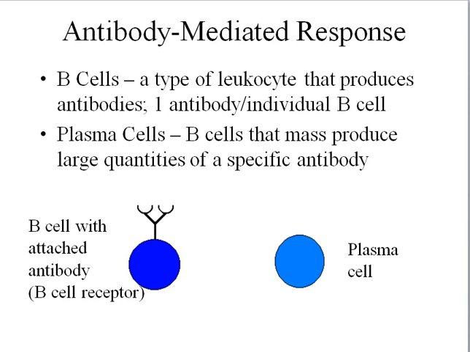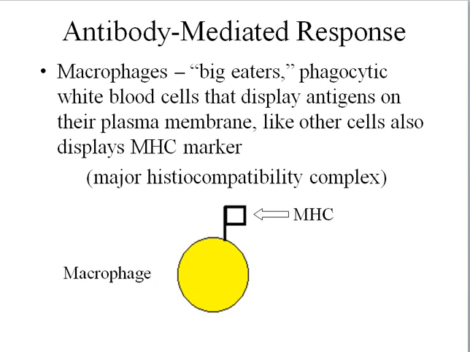Antibodies are produced by B cells. Each B cell produces one specific antibody. Plasma cells are clones of B cells that produce an antibody needed to fight an infection. Plasma cells release large quantities of the antibody into the bloodstream. Macrophages destroy pathogens by eating them. Like all your body cells, macrophages display MHC markers which identify them as belonging to you.